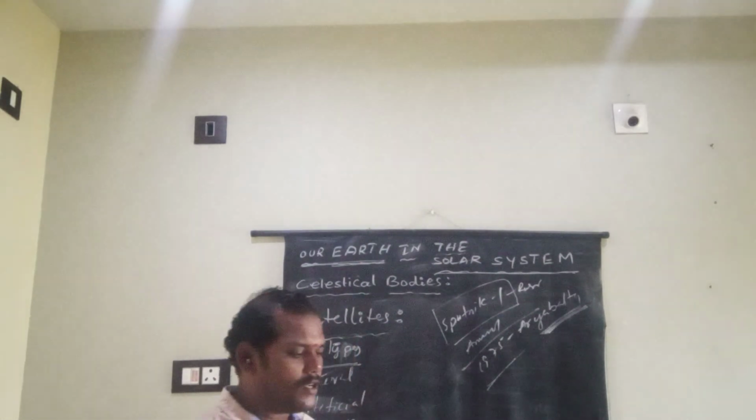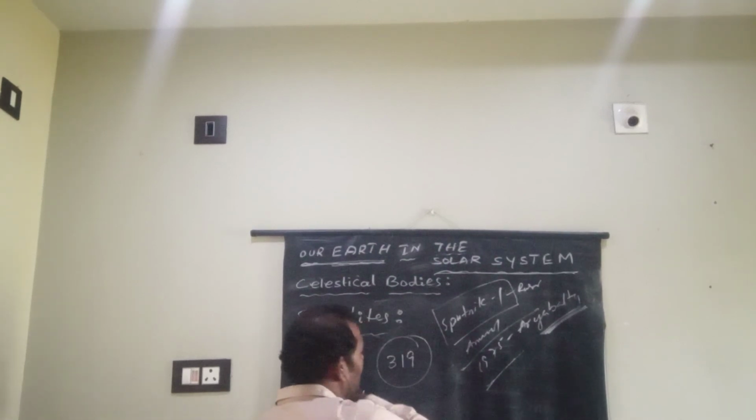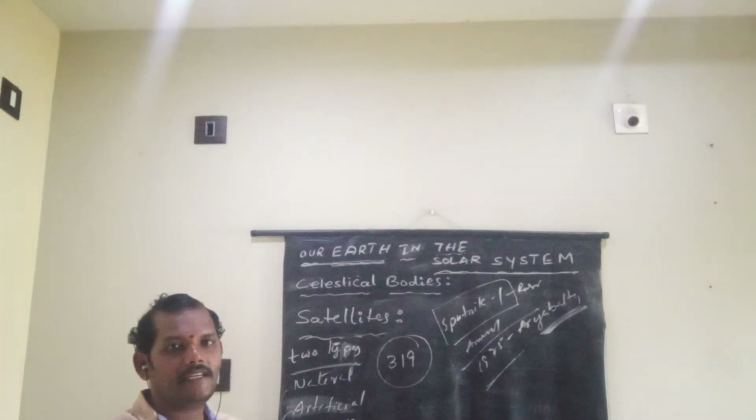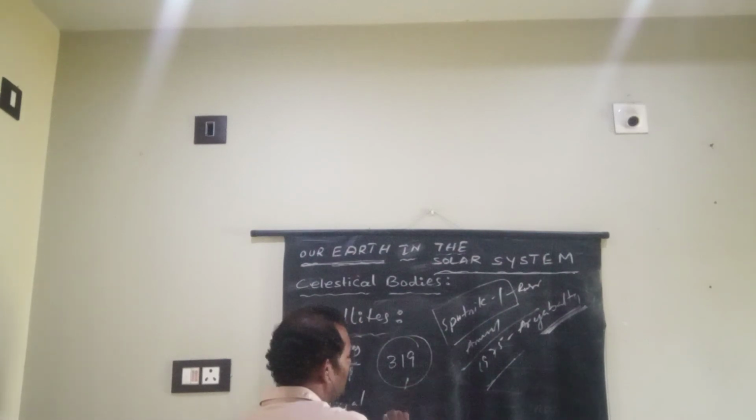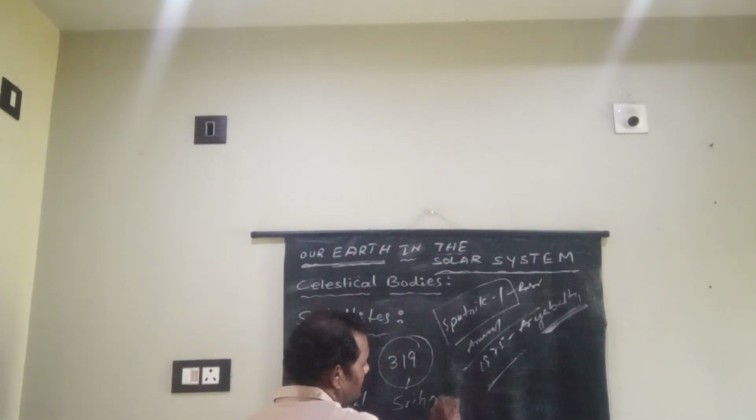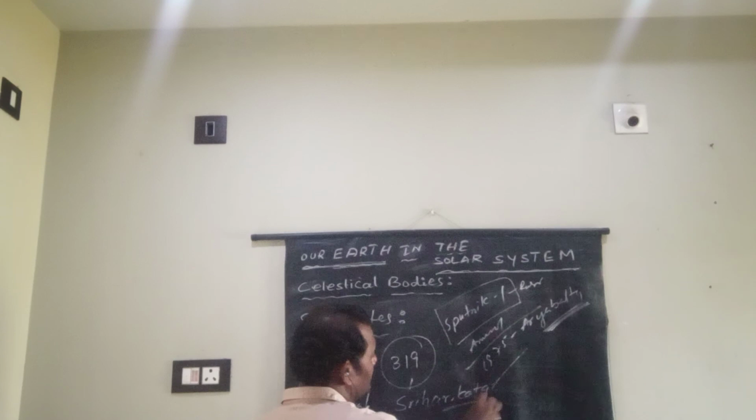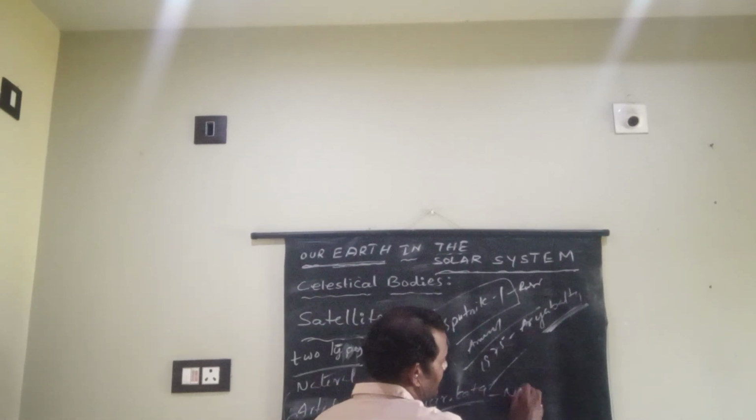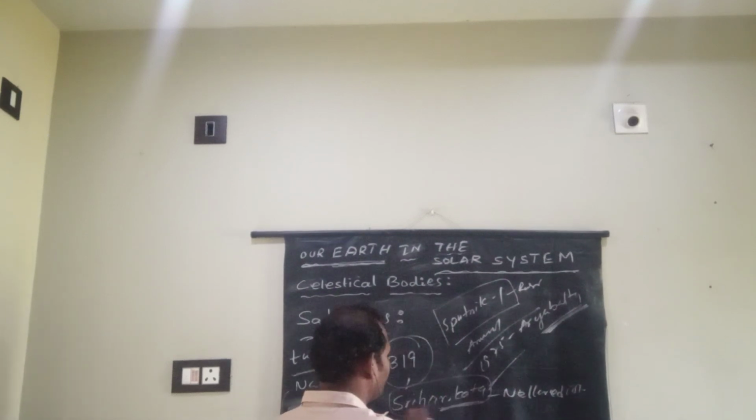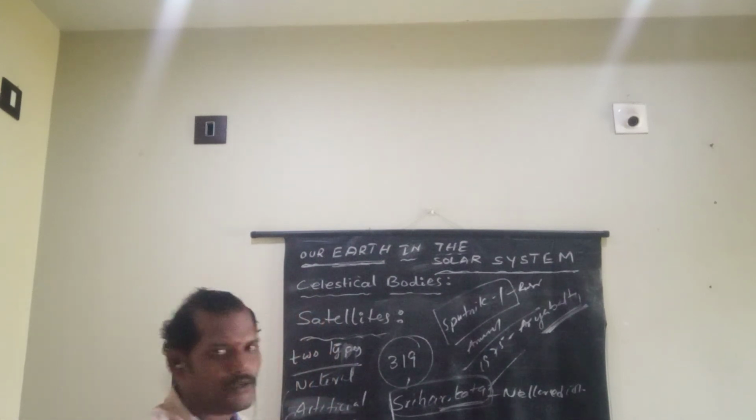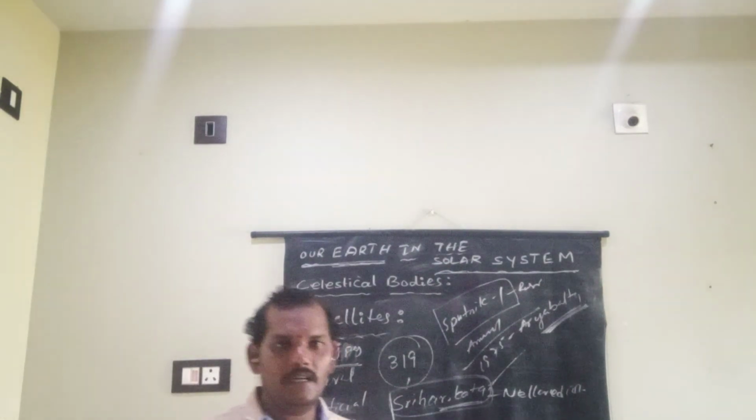Now, how many satellites has India launched till today? 319 satellites have been launched by India till today. Where are they launched from? Sriharikota. It is an island. Where is it located? In Nellore district. In the next session, we will discuss other information. Okay.